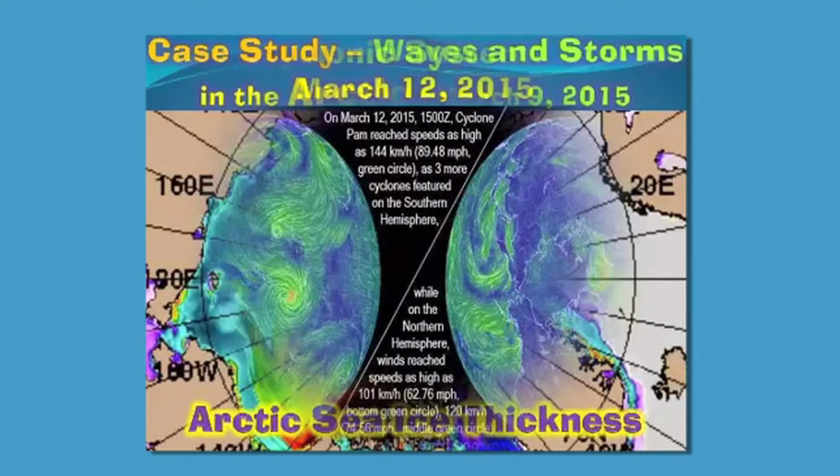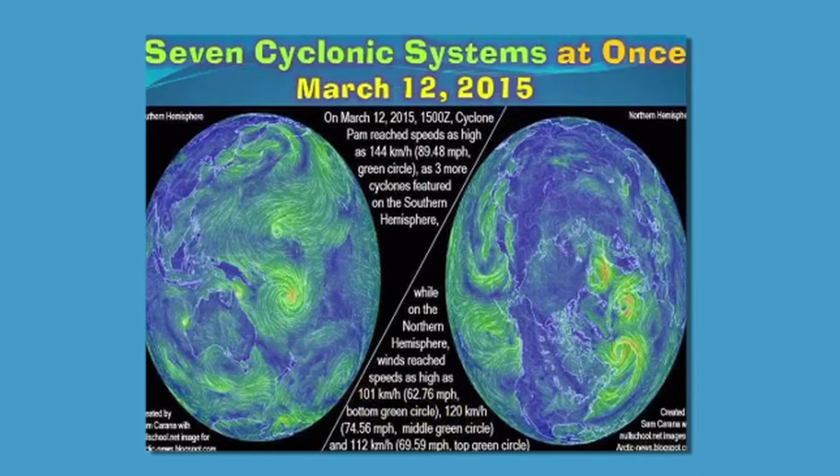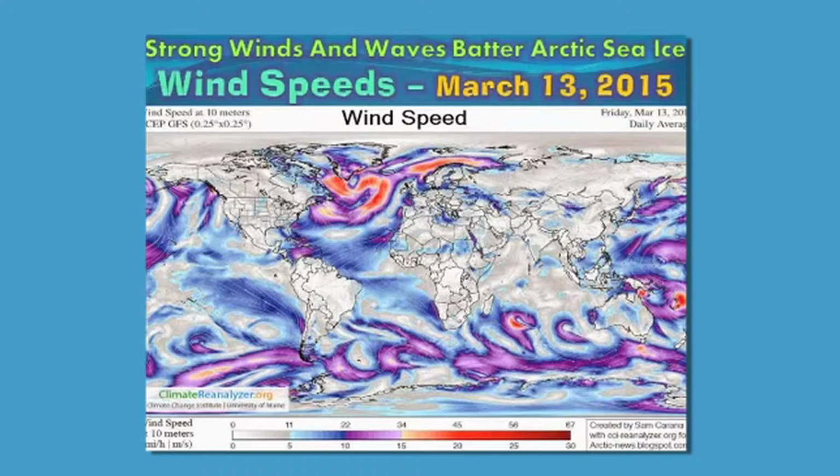What we found on March 12th was that a very unusual event ensued. We had seven different storms happening at the same time. We had Pam down here by New Zealand, actually by the Solomon Islands. You can see Pam here. There were a few other storms, and several storms up here in the Arctic as well. They created high winds and high waves, and they started to batter away at the Arctic sea ice.